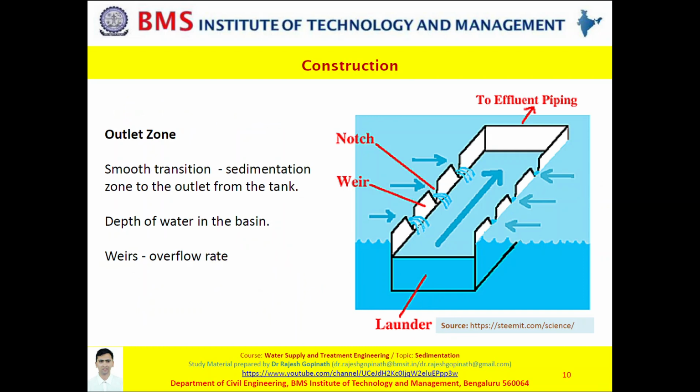Outlet zone, just like inlet zone, also performs the function of smooth transition of water, clearer water, into the subsequent operations and processes. What is important here is this area of the tank is also basically controlling the depth of water in the basin. Having said this, there are also weirs which are set at the end of the tank which will control the overflow rate and also prevent the settled solids or suspended solids from rising to the weirs and leaving the tank before they settle out. Now, let's move on to slide 11.